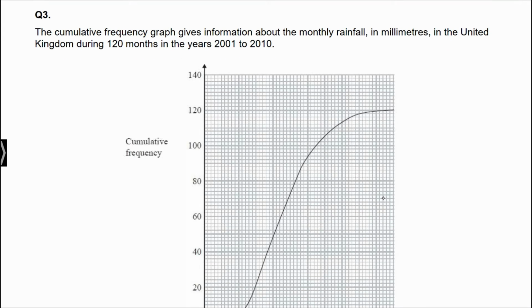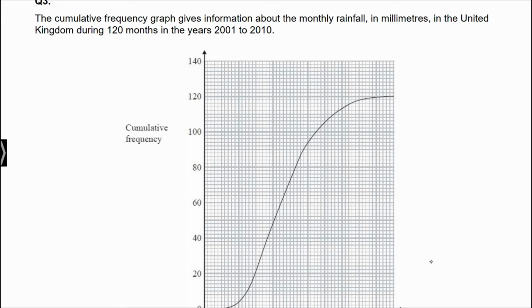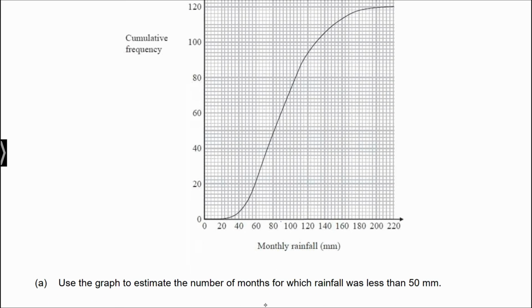the cumulative frequency graph gives information about the monthly rainfall in millimeters in UK during 120 months in the years 2001 to 2010. So here we are expected to estimate the number of months for which the rainfall was less than 50. Again, 50 is about in between here. Actually, not there. 50 is somewhere around here. Somewhere there. So we have 50 here.